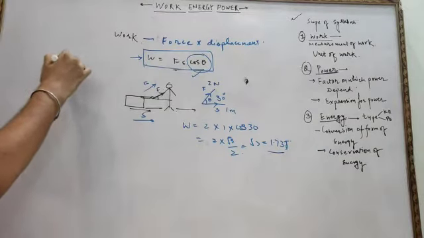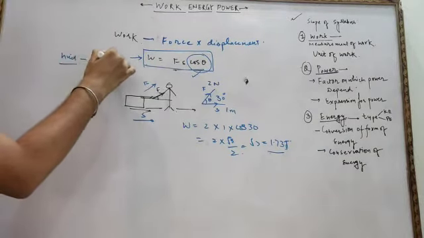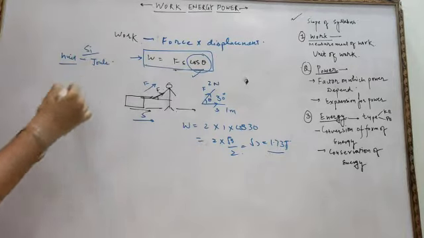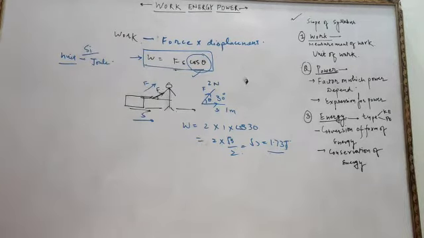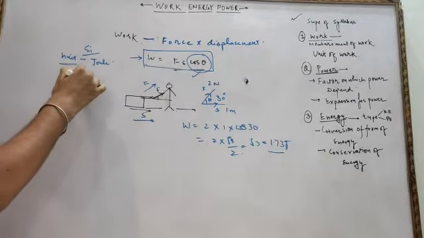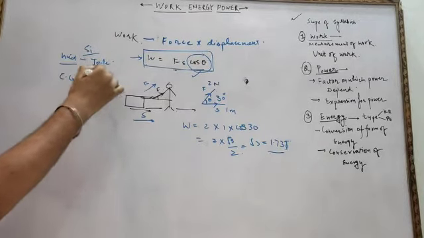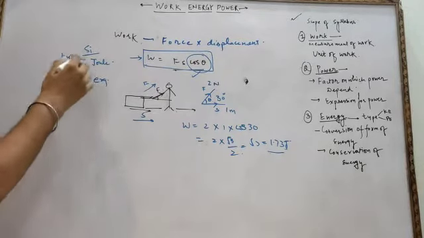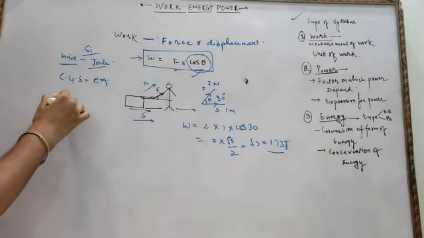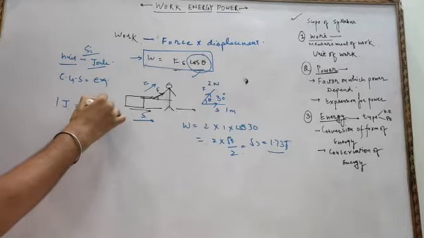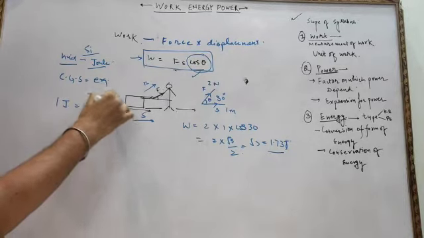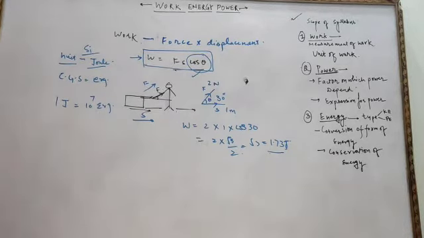So what is the unit for the work done? The unit for the work done is joule. The SI unit is joule and the CGS unit is erg. One relation is here: 1 joule equals 10 to the power 7 erg.